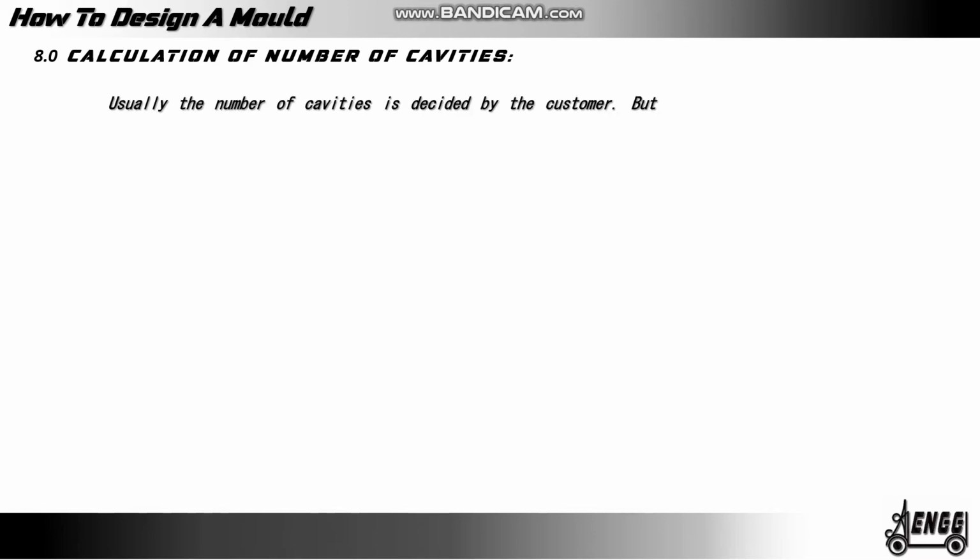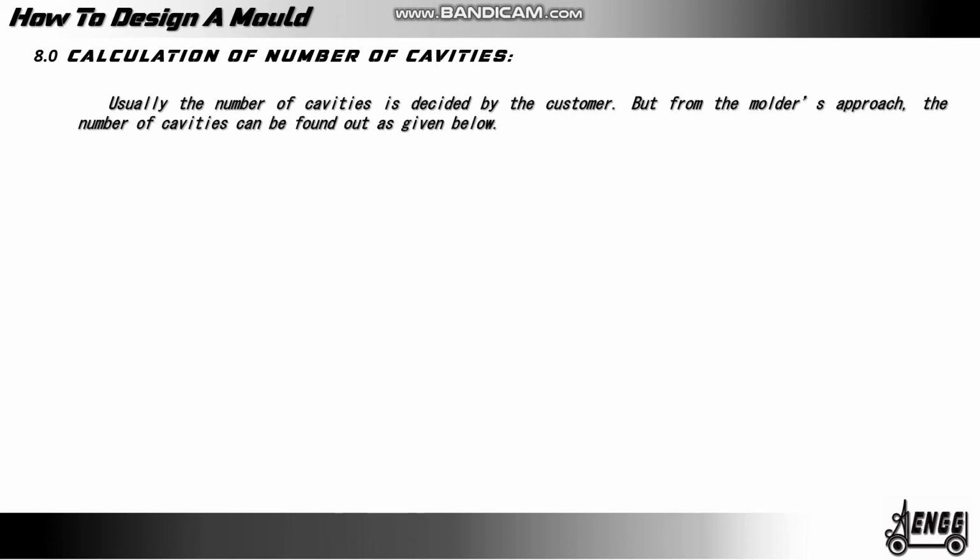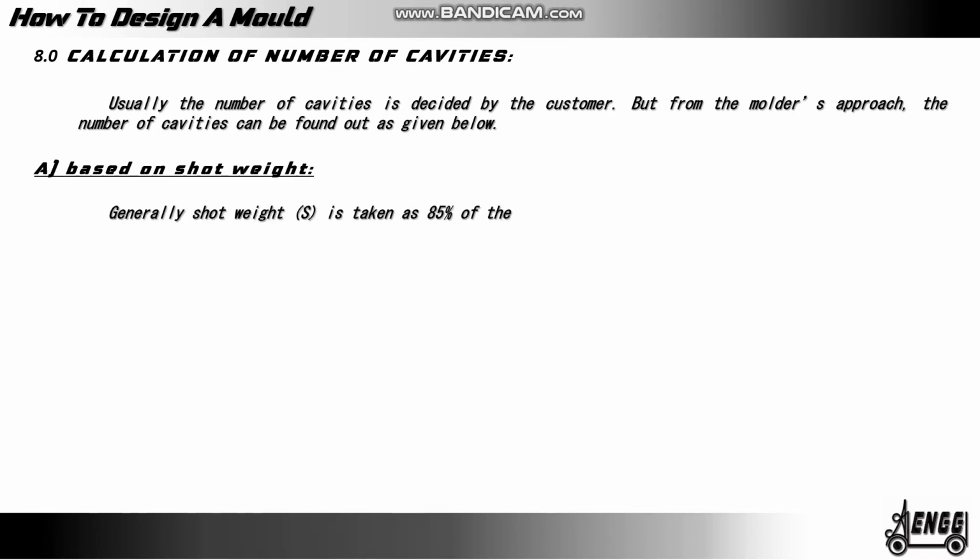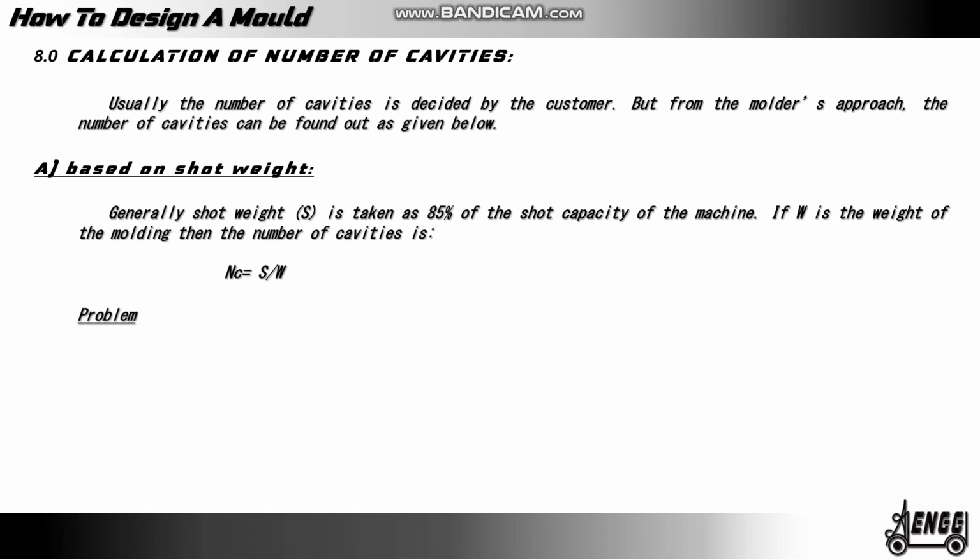Calculation of number of cavities. Usually the number of cavities is decided by the customer, but from the molder's approach, the number of cavities can be found out as given below. A. Based on shot weight. Generally shot weight is taken as 85% of the shot capacity of the machine. If W is the weight of the molding, then the number of cavities NC is equal to S by W.